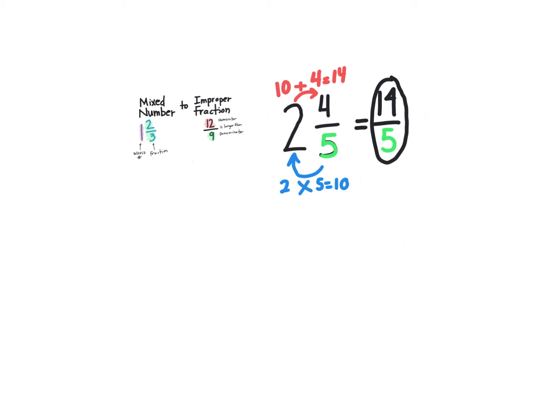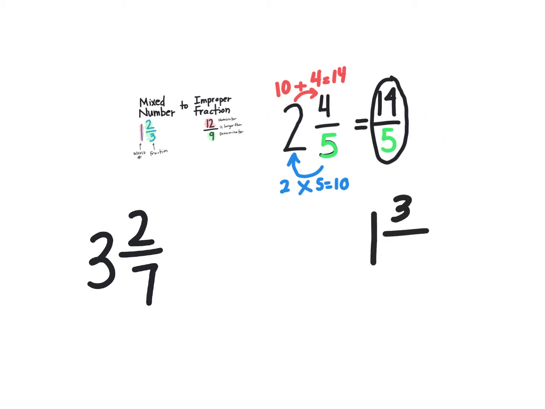Sorry, that's my ring. All right, so we're going to do 3 2/7. And we're also going to be solving 1 3/8. Okay, so what I want you to do is take this first one, 3 2/7, pause the video, and see if you can solve it. And then I want you to answer the question that will come after it.